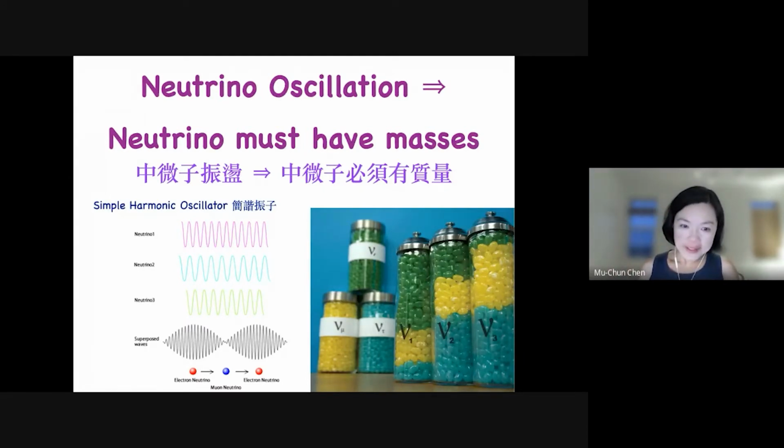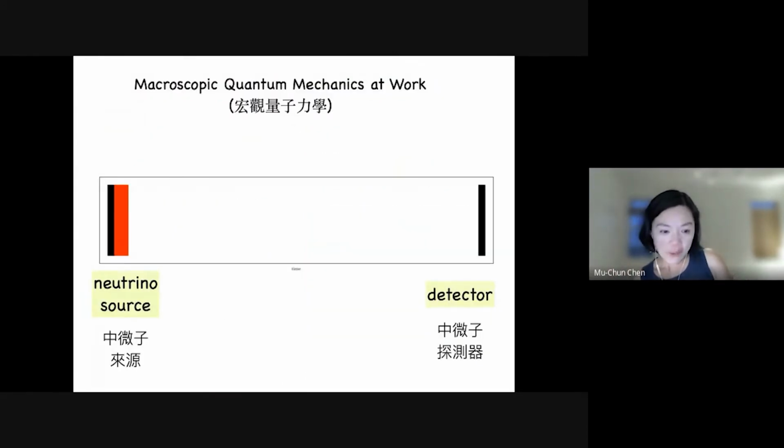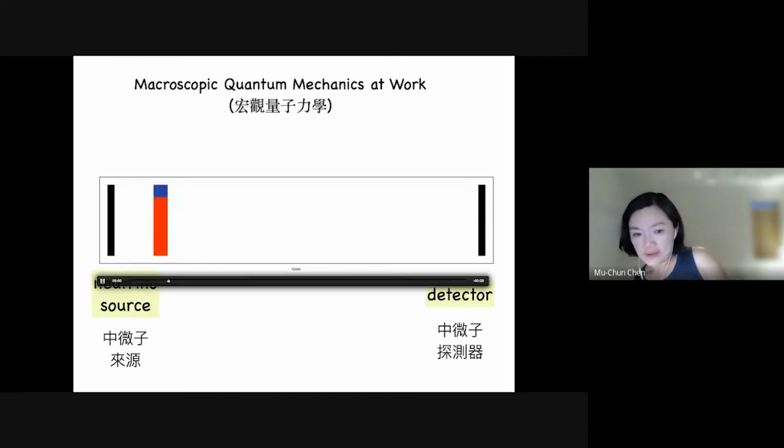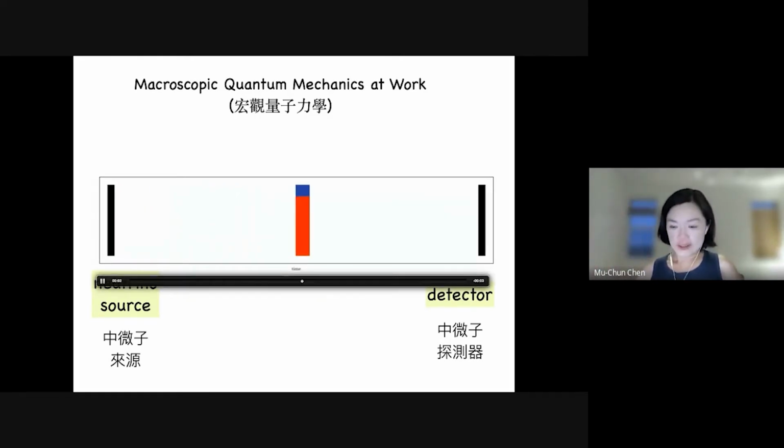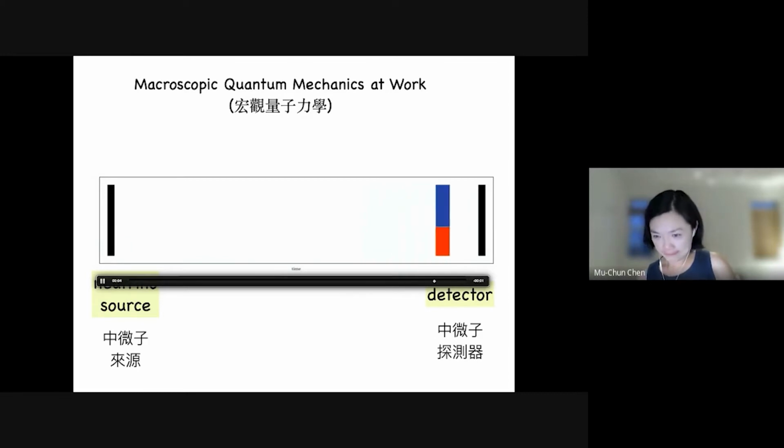In other words, you could start out with a neutrino of one flavor, which has some part of nu e, nu mu, nu tau. Each of them would oscillate as a simple harmonic oscillator, but each of them, nu1, nu2, nu3, does not have the same wavelength. At the detector, you may get a different composition, right? And that's how you get different flavor compositions at the detector.